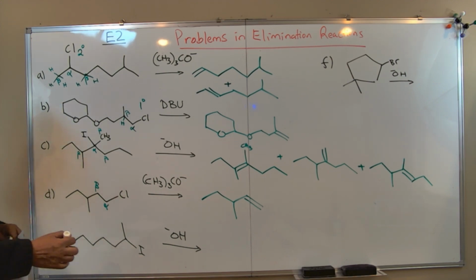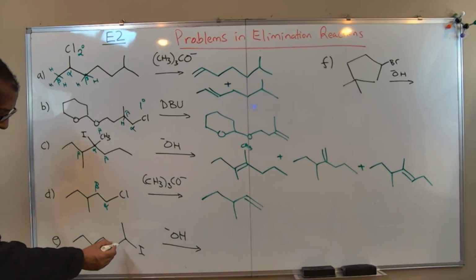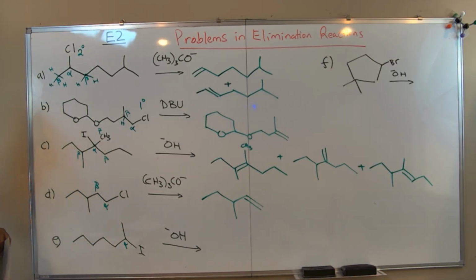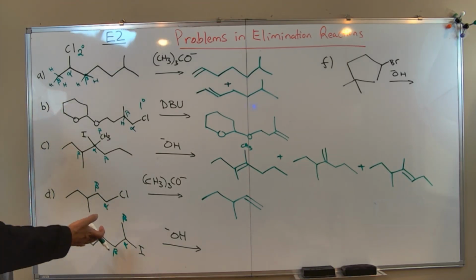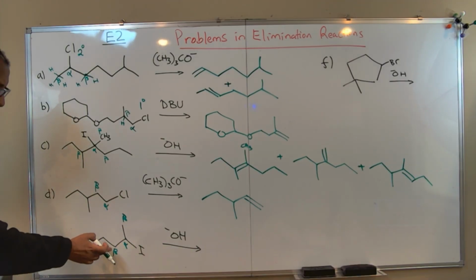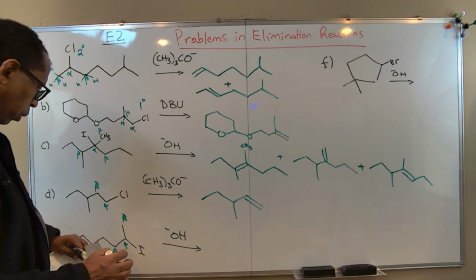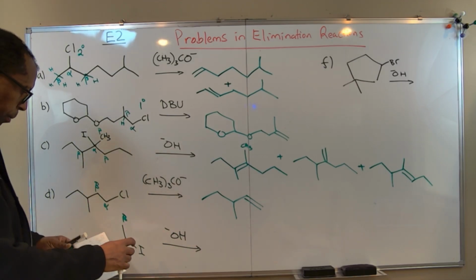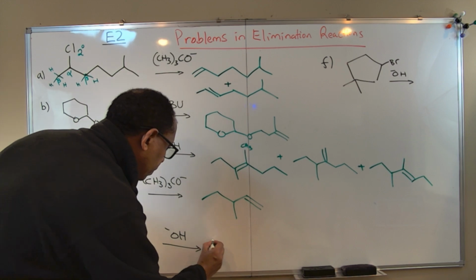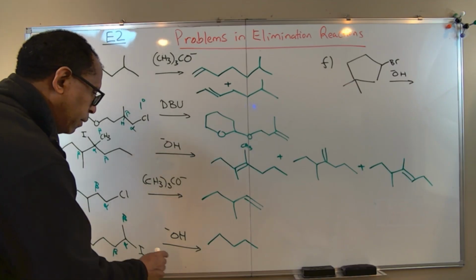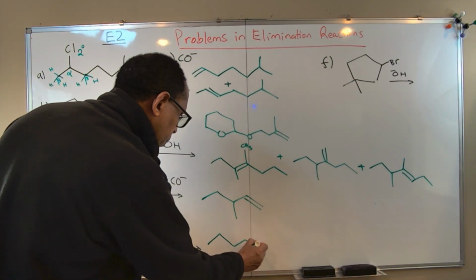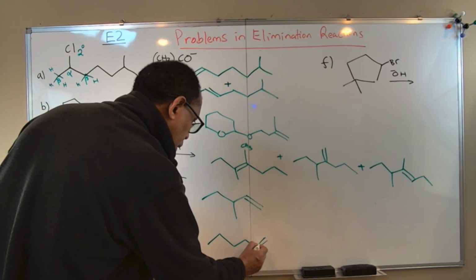Let's see this one. On this one, this is your alpha carbon, this is your beta carbon, this is your beta carbon. 2 products are possible because you have 2 beta positions or hydrogens that can be taken out. So the possibility 1, if we just do from this one, we'll get 1, 2, 3, 4, 5. This is one of the products.